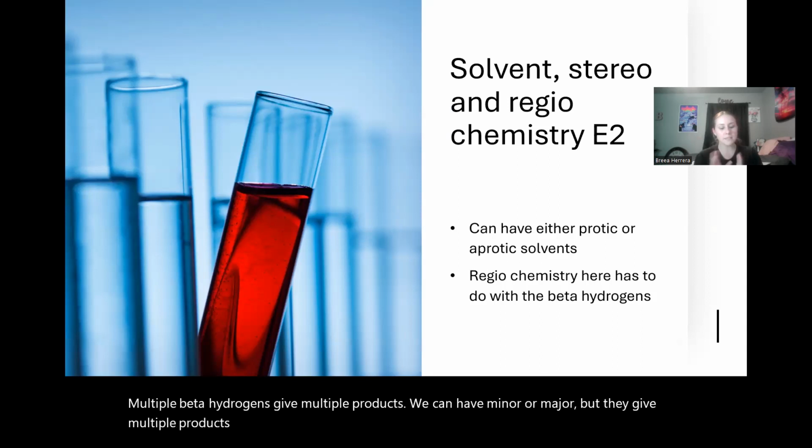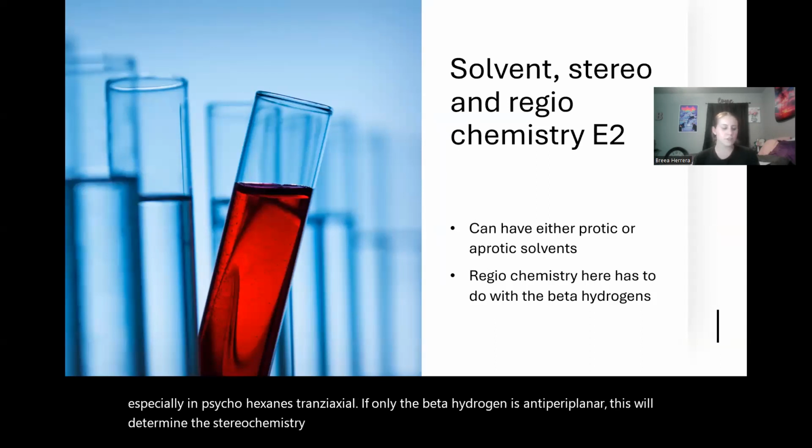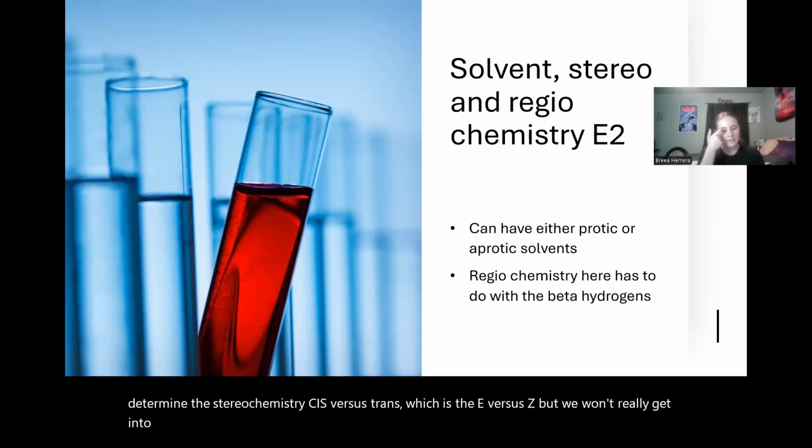The beta hydrogens must be anti-coplanar or periplanar to the leaving group, especially in cyclohexanes, trans-diaxial. If only the beta hydrogen is anti-periplanar, this will determine the stereochemistry. Cis versus trans, which is the E versus Z, but we won't really get into that. Bulky bases favor Hofmann.